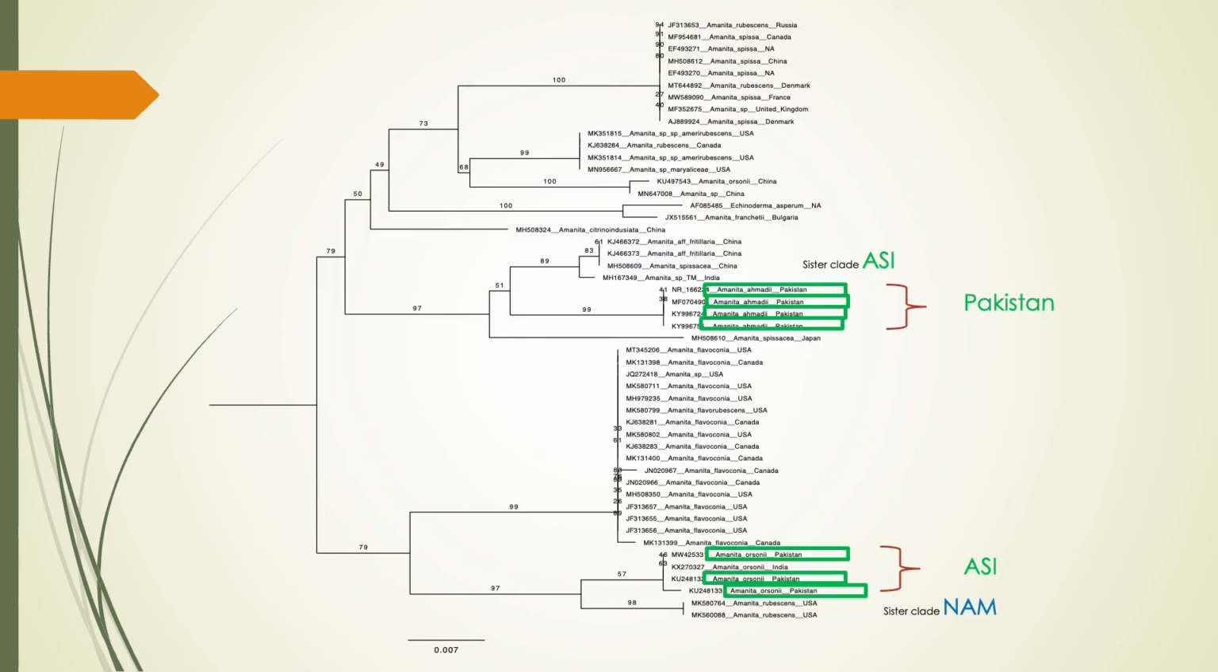To see the biogeographic comparison of genus Amanita, we can see Amanita ahmadiyyi from Pakistan forming a Pakistan-only clade with a sister clade in Asia only. However, Amanita orsonii from Pakistan is forming an Asian clade with a sister clade occurring in North America.